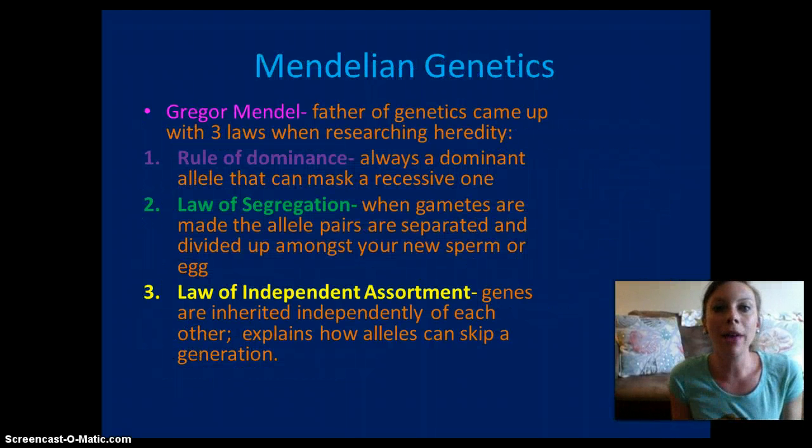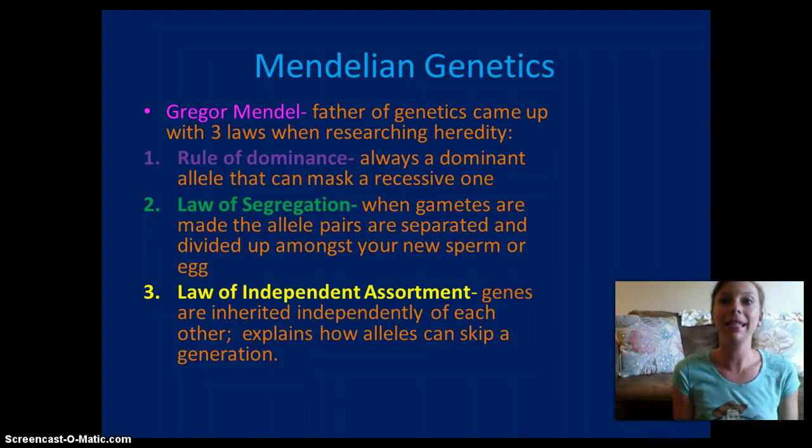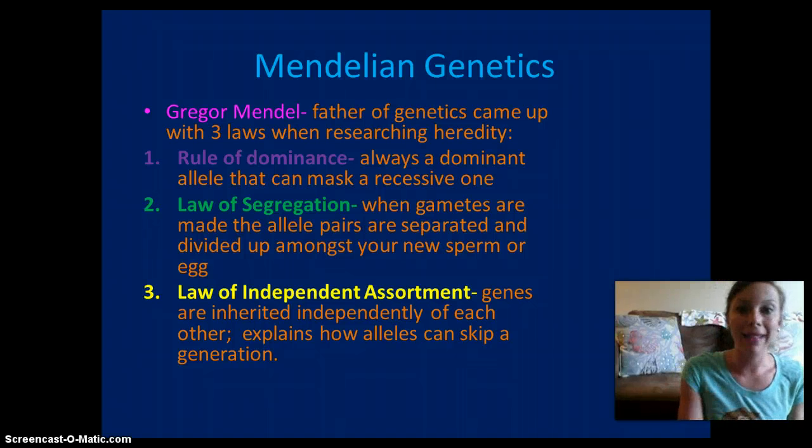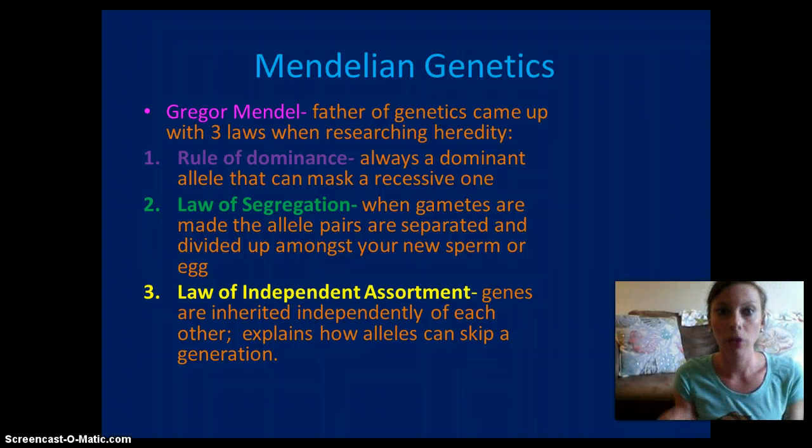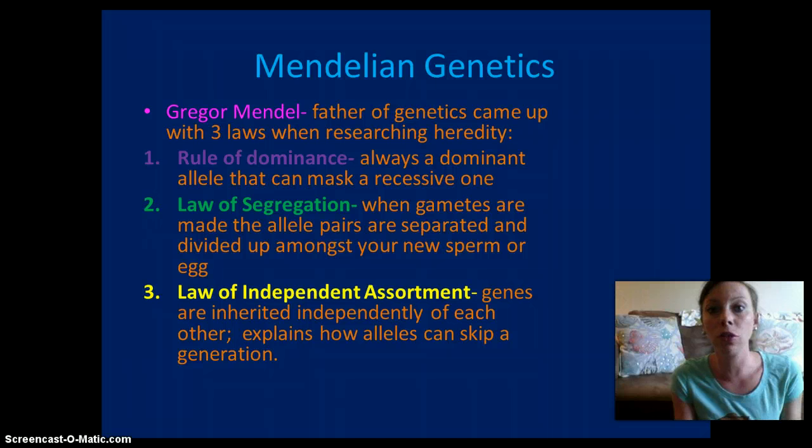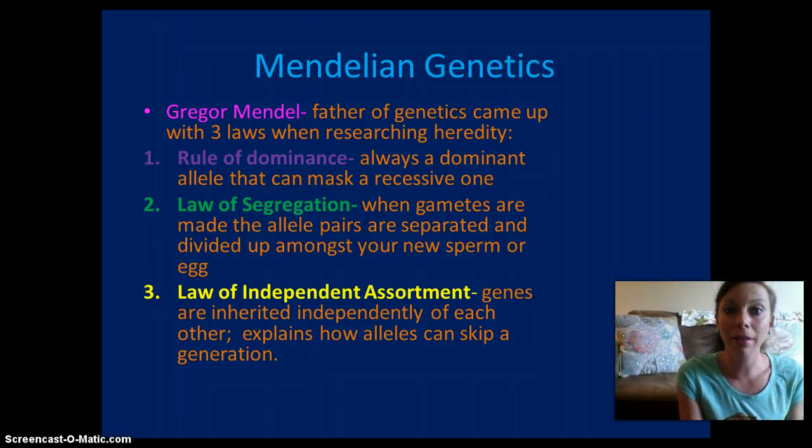Okay, so Gregor Mendel and genetics, he is the father of genetics, so he came up with laws when he was researching heredity looking at peas. He had several rules. One rule was the law of dominance. This states that always the dominant allele will mask the recessive allele. So if you have a big G and a little g, whatever the dominant allele is, so let's say it's green and yellow, whatever the dominant allele is, it will show.